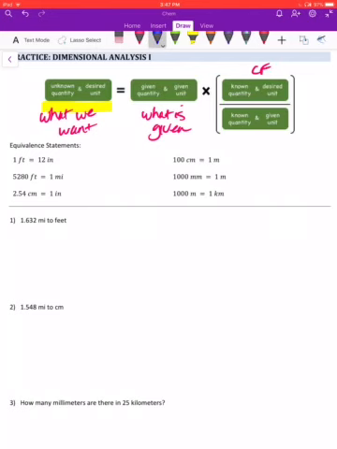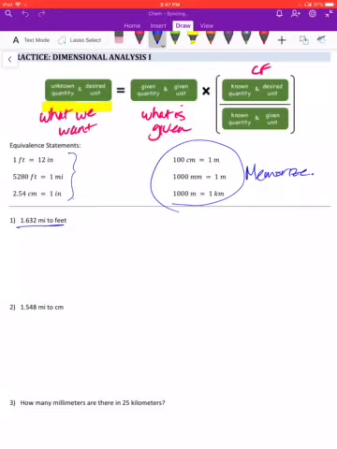I have some equivalent statements listed here. These you should have memorized. These are statements I do expect you to know. These, if you needed to use these, I would give these to you on a test or quiz. So you don't have to have these memorized. So let's start with that first one.